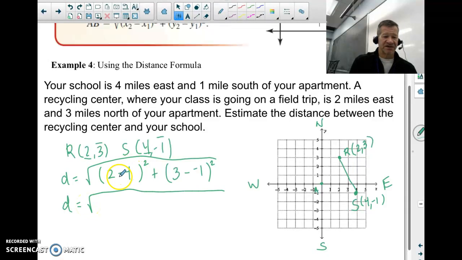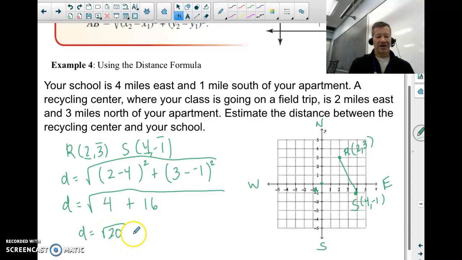Okay, so now let's figure out what this is. 2 minus 4 is -2, and -2 to the second power is 4, plus 3 minus -1 is 4, and 4 to the second power is 16. So for the distance, I get the square root of 20. So the square root of 20 miles is the distance between those 2 points. Now you could plug this in your calculator and you'll get somewhere around 4.5-ish miles is about how far apart they are.